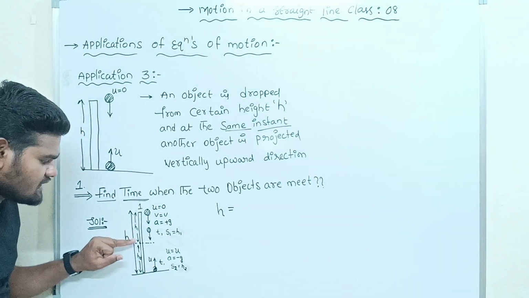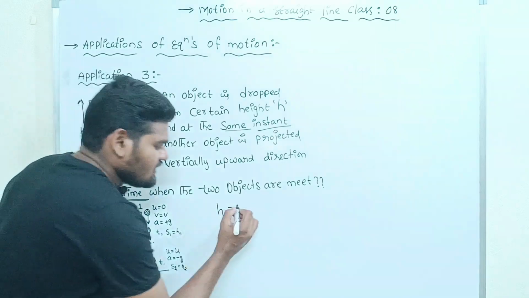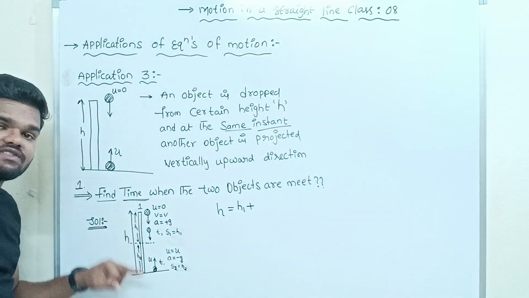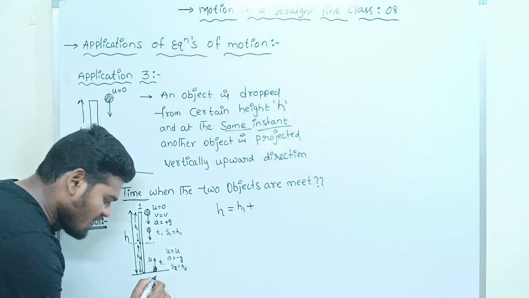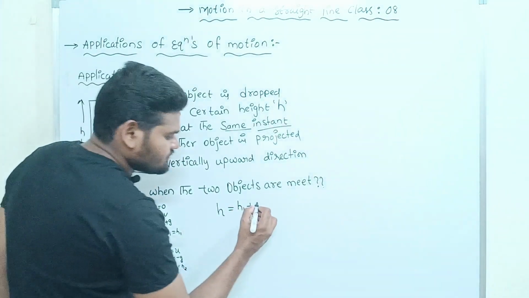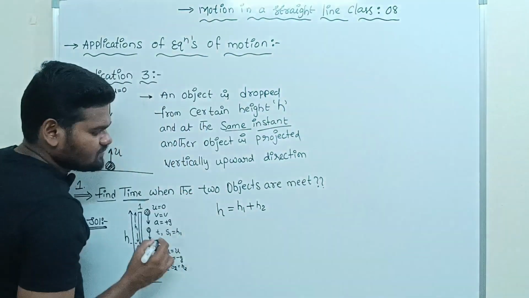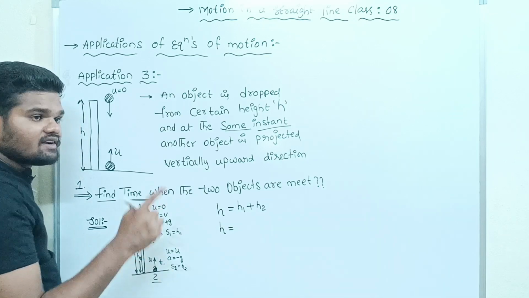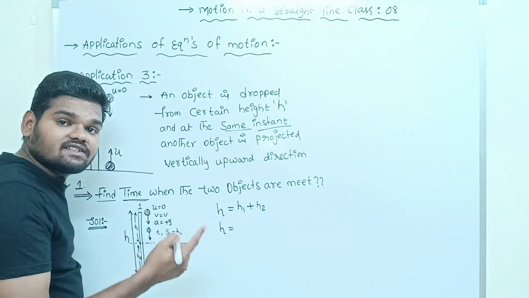The distance covered by the first object is h1, plus the distance covered by the upward projected body, the second body, which is h2. Then h is equal to h1 plus h2. h1 is nothing but the displacement according to the second equation of motion.